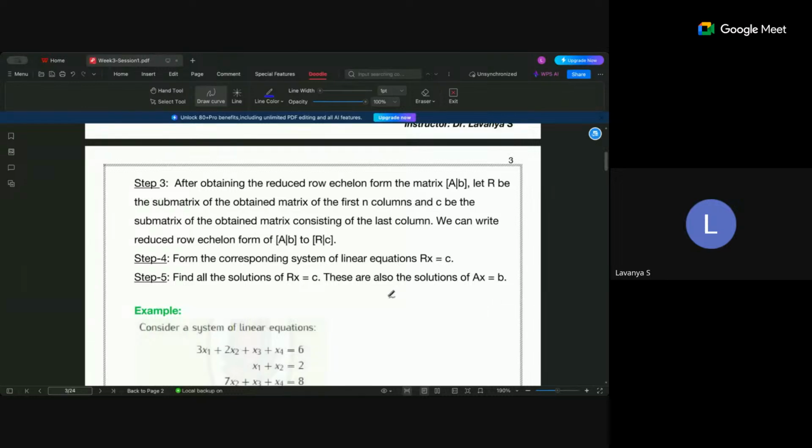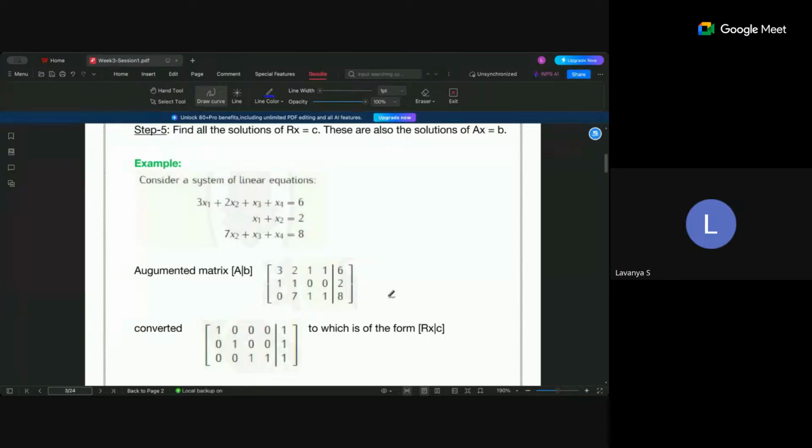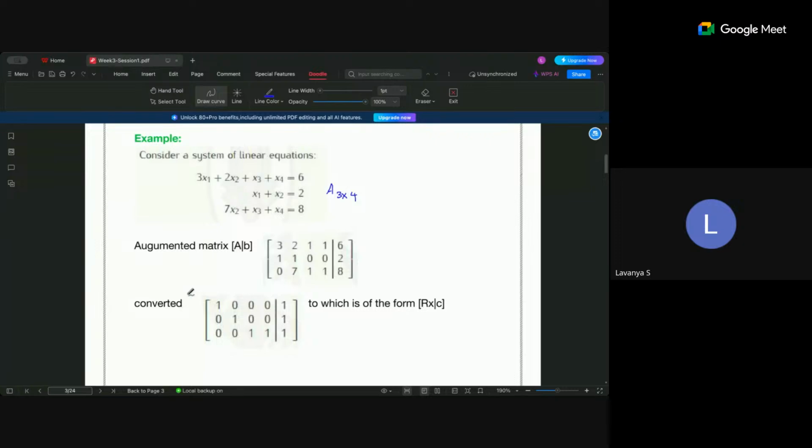Okay, fine. Here I wanted a quick example. I have given the main steps here. You have this system. What is the size of the matrix A? It is 3 by 4. Here I have given the augmented matrix, and this is your matrix [R|C].